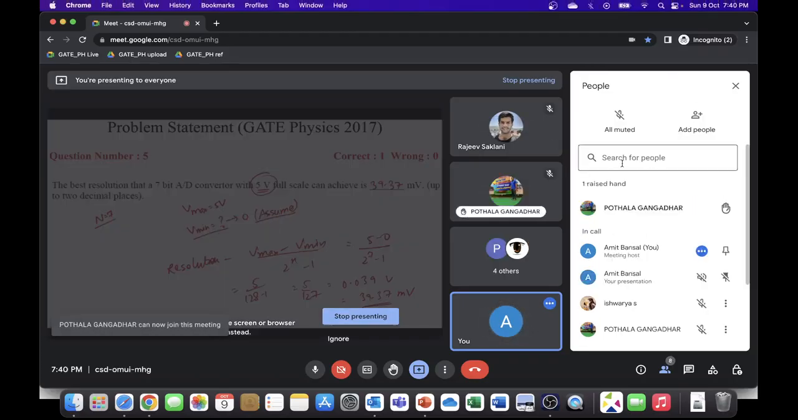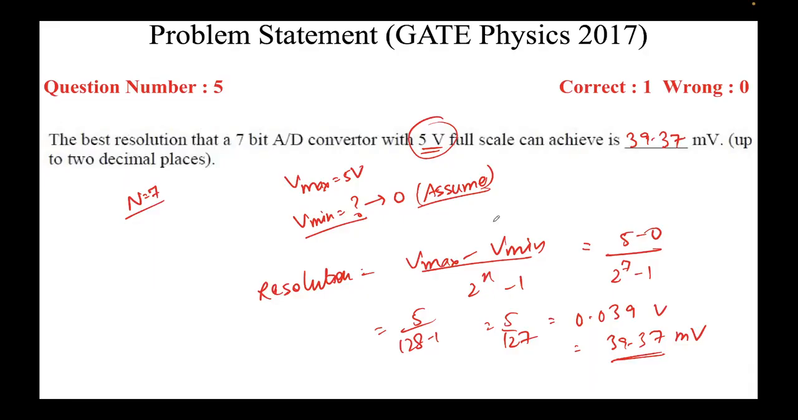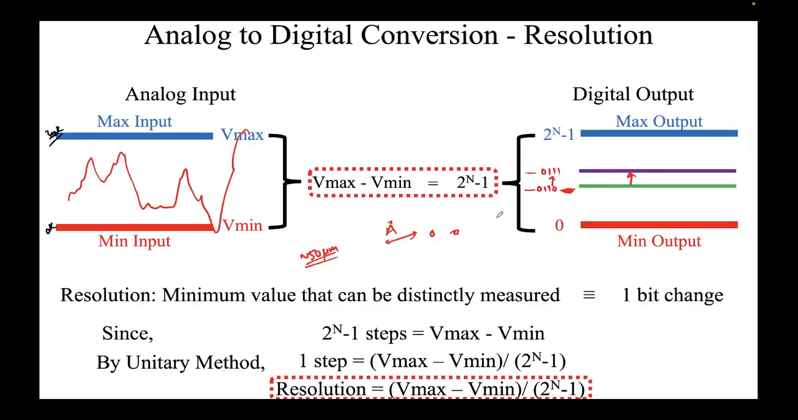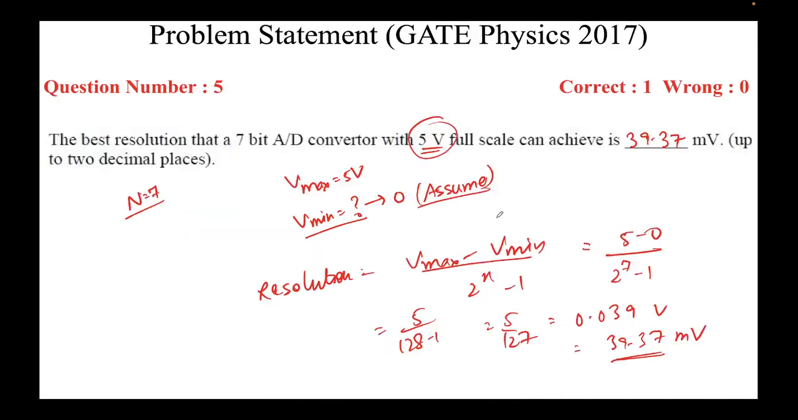So yeah, someone raised their hand. Gangadhar, yeah, please go ahead. You have a question? Yes, sir. Sir, can I please explain, sir? Which part? This full scale. What is the meaning of full scale? Full scale means that this 5 volts is the V max. That is the meaning of full scale.